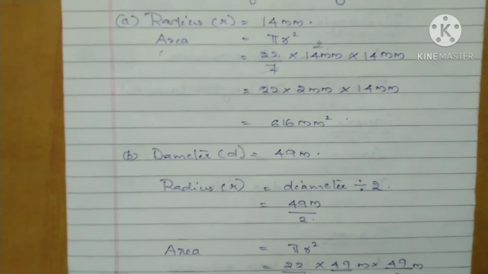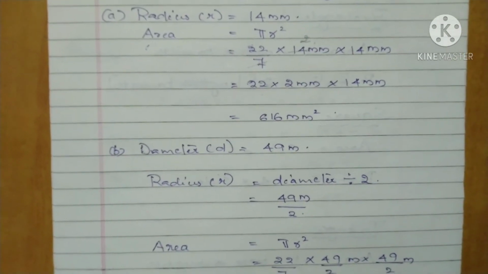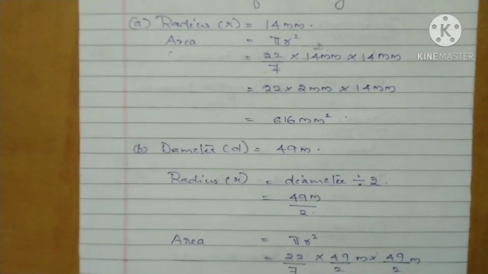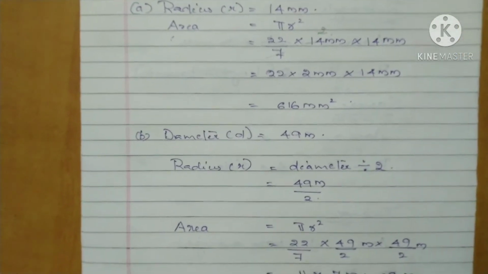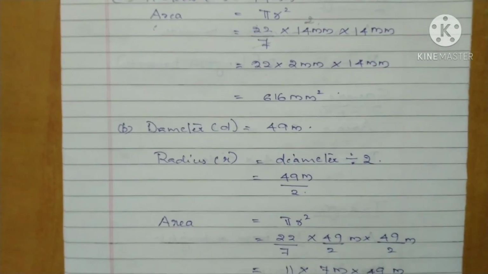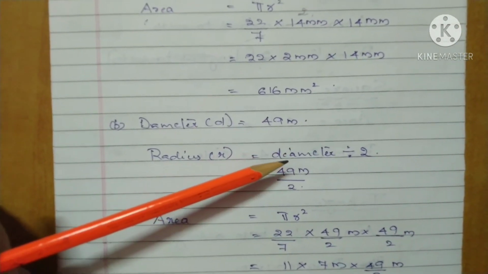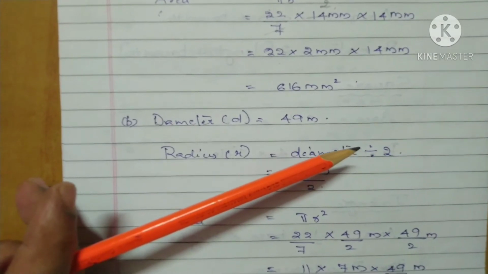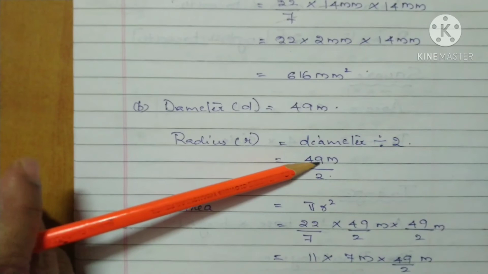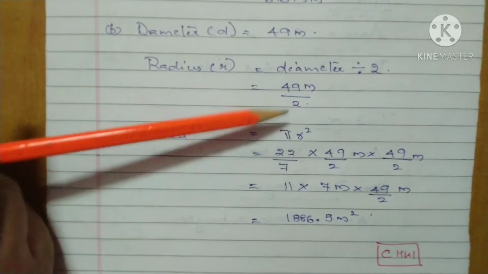Now question B, diameter is given. If the diameter is given, circumference you can find directly, but area you cannot. First we have to find the radius. The formula for the area of a circle is pi r square. We want r. So how can we find the radius? Diameter divided by 2. You know radius means half of the diameter. So 49 upon 2. You can keep it like this, or otherwise write the value of that.